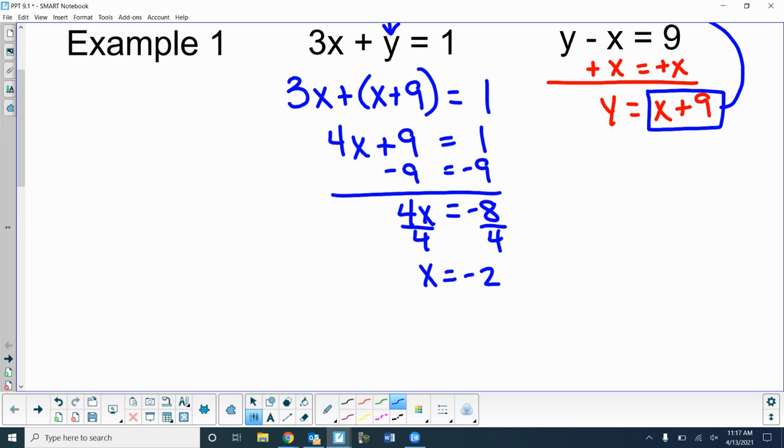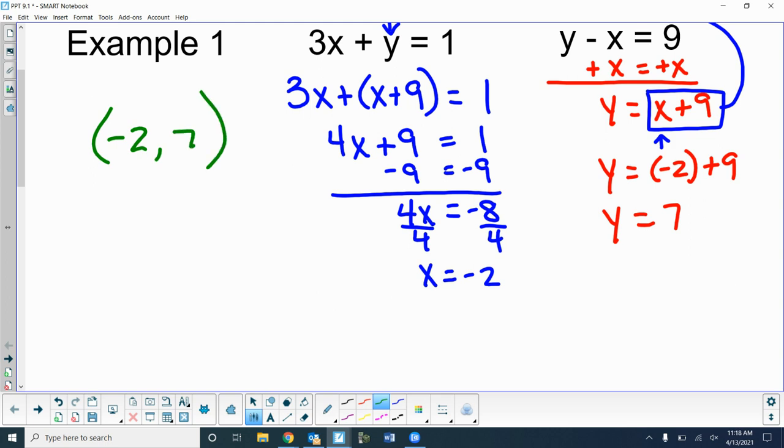Right? So what I do now is, since I got y by itself over here, I'm just going to substitute that negative 2 for that red x over there. So this is y equals negative 2 plus 9, because that's what we figured out x to be. So we get y equals 7. So my answer then would be, for this example, negative 2 for x and 7 for y.